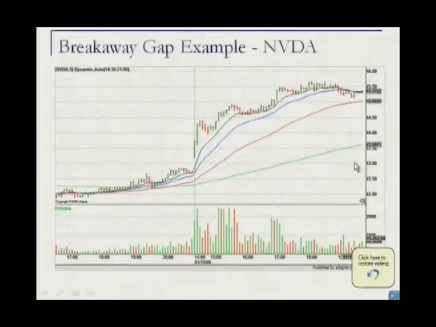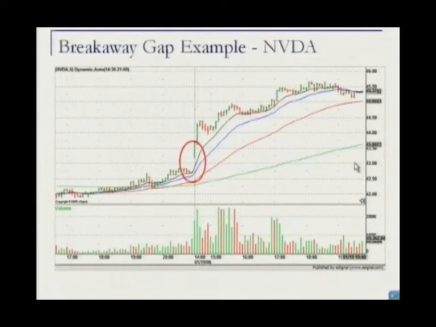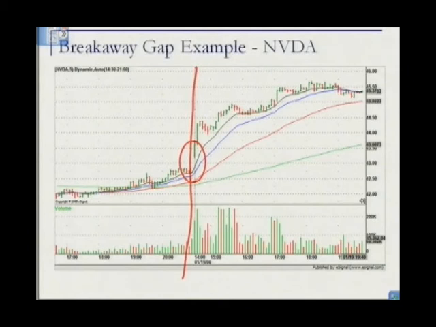Okay, let's have a look at some breakaway gap examples. Here's a classic on NVDA. You can see here right in the middle, this is a 5-minute chart. The line in the middle is the break from one day to the next. The stock opens the next day and it gaps up. A very simple but very commonly used trading strategy in the US would be, as that stock opens up, buy on the gap up and hold for the run.